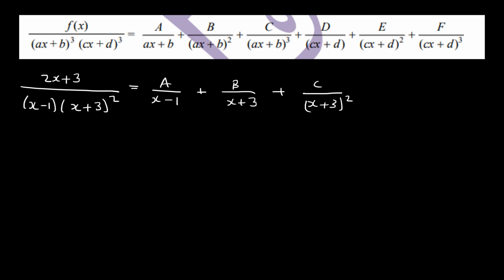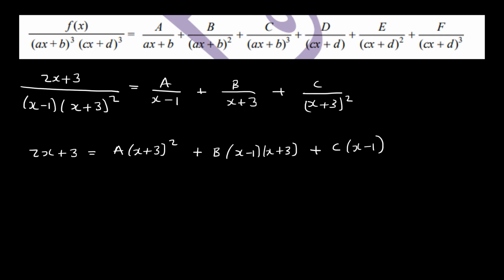If I multiply your left side, I'll be left with 2x plus 3. If I multiply A, I'll be left with x plus 3 squared. If I multiply B, I'll be left with x minus 1 and x plus 3, because that x plus 3 is squared, it will only cancel 1 x plus 3. If I multiply C, I'll be left with x minus 1. So now we can see we have to make some terms 0. We can make x plus 3 0 by making x minus 3. We can make x minus 1 0 by making x equals positive 1.